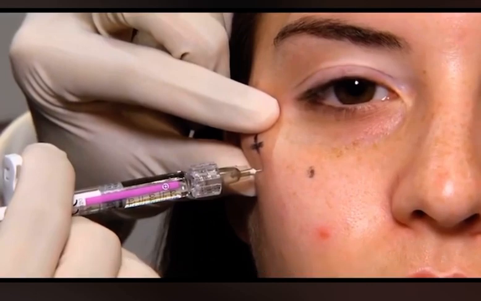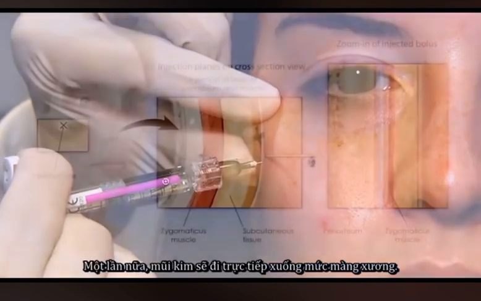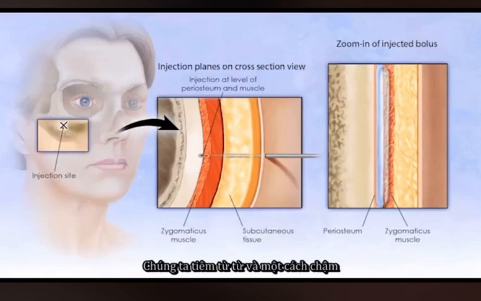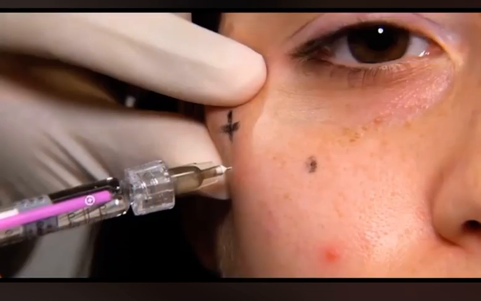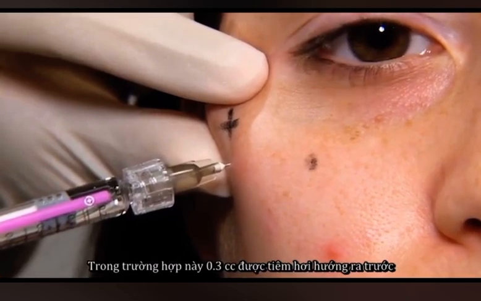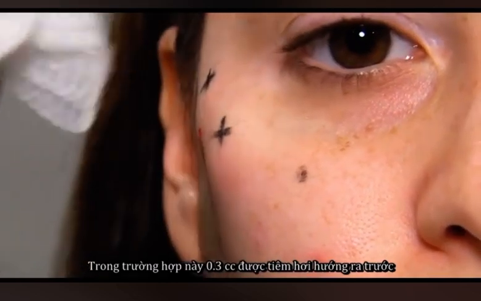the malar eminence. Again, the needle is introduced right to the level of the periosteum, and a slow and deliberate injection is performed. In this case, 0.3 cc's are injected into the more anterior injection point on the cheek.